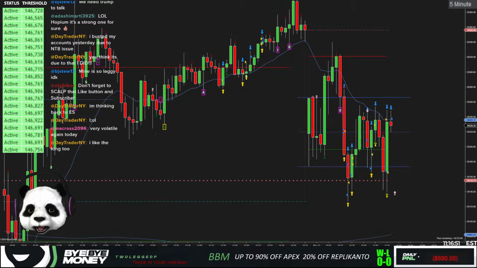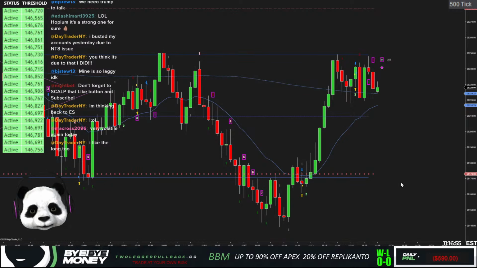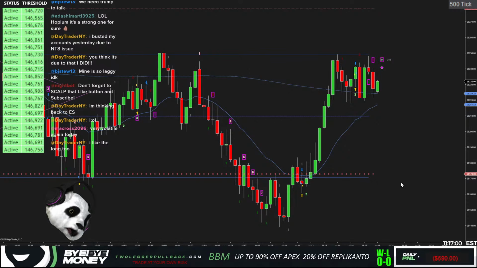I think on the 5-minute chart, you need 2 bull bars above the 20 EMA to really start going long here. Otherwise, it's just purely diabolical.